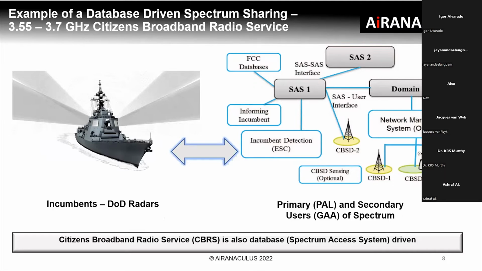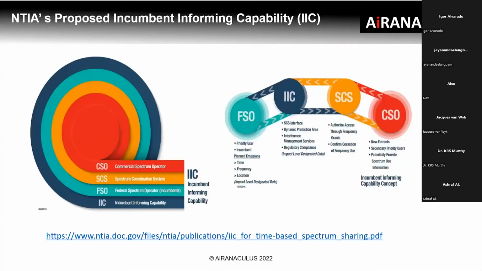And spectrum sensing was renamed as environmental sensing capability, or ESC. And once again, there was some notion of spectrum sharing. One of the key things here was who is going to tell the spectrum access system that the radar is present, right? And so there was a lot of discussion around it. Recently, like a couple of years ago, NTIA, a few people proposed this IIC capability, which is the incumbent informing capability. So there has been a lot of push now.